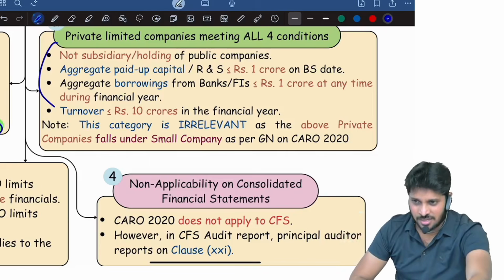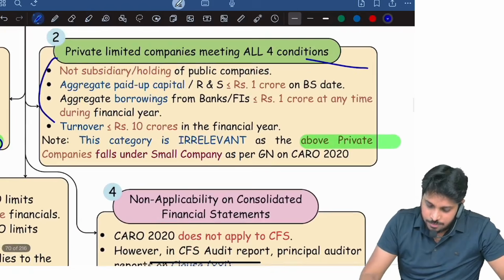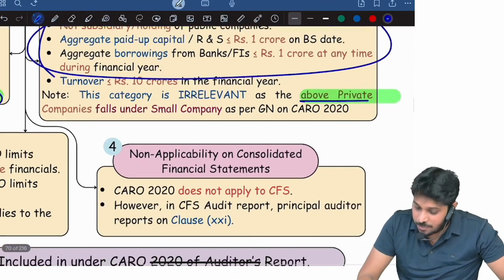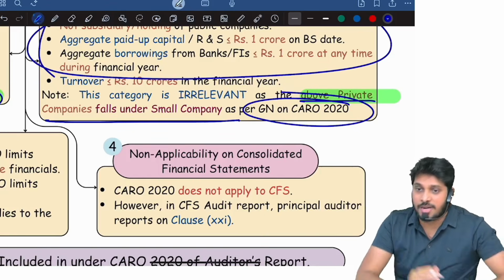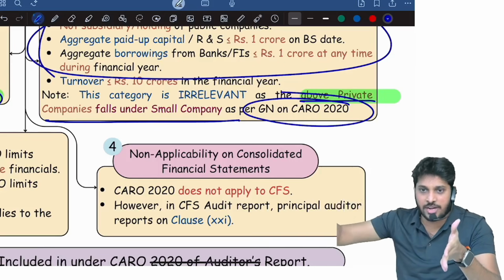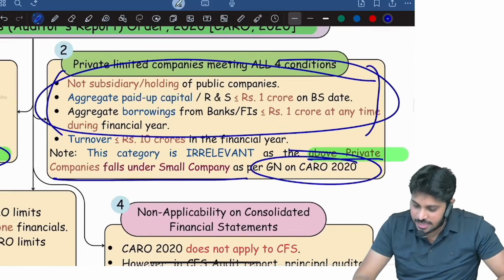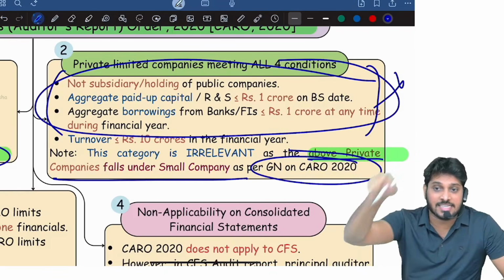Now it is irrelevant. Why? Because whichever private companies satisfy these conditions all come under the small company definition as per the guidance note on CARO. As per the guidance note, if a company comes under small company directly, you don't have to check the private company conditions. So these conditions are irrelevant now. If an MCQ comes, you need to categorize it as a small company.